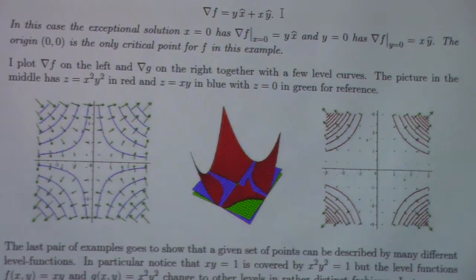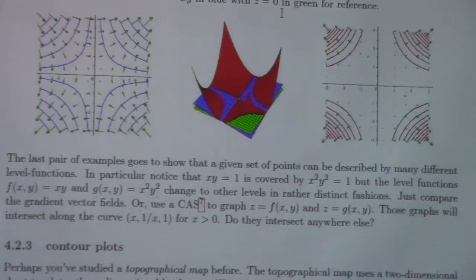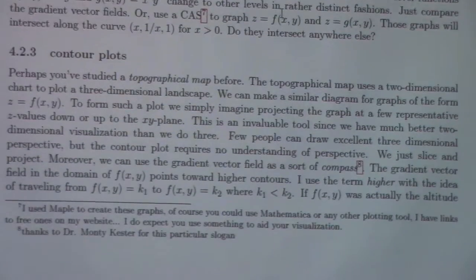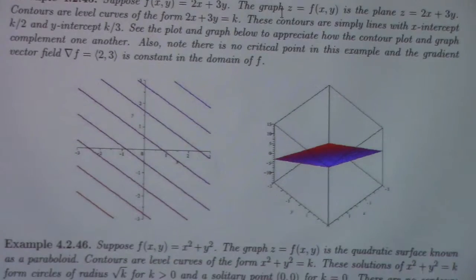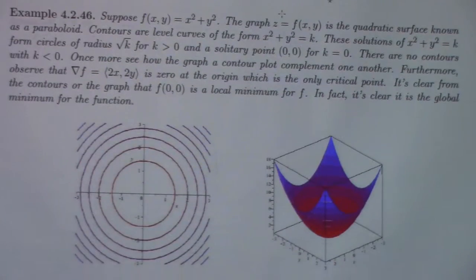So the point of these examples is just to showcase the connection between the graph, the contours, and the gradient, right? These things go together. They're part of a larger story. I hope you're starting to see it, at least. Obviously, some of these things I have no hope of graphing by hand. So, yeah, more examples.